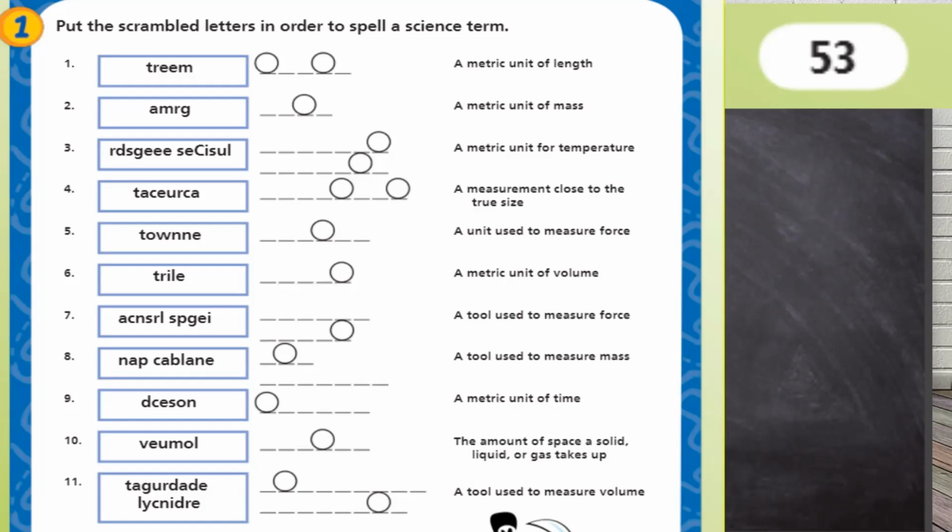Okay, Jenna, you will do number 5. Now let me ask Tala. A measurement close to the true size. What is it? Accurate. Excellent. Number 5. A unit used to measure force. What do we use to measure force? Gram, Celsius, Newton. Excellent, Newton. Good job. Maria, a metric unit for volume. Liter. Excellent, liter. Good job.